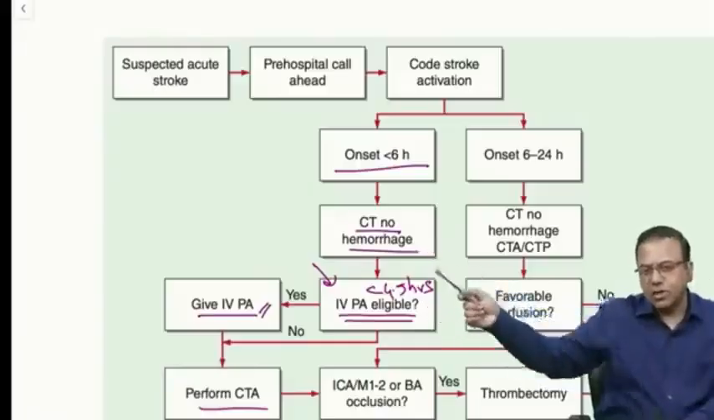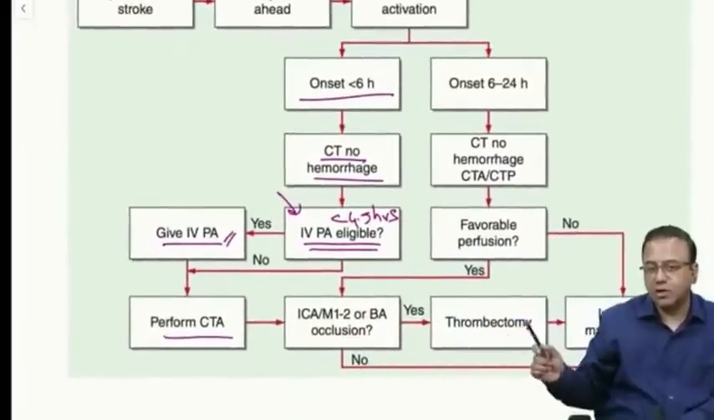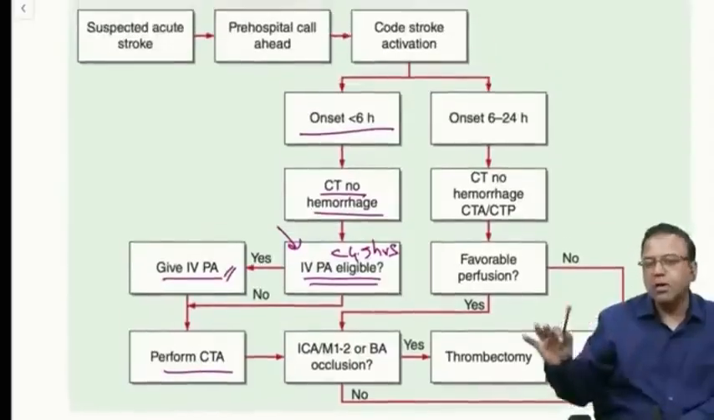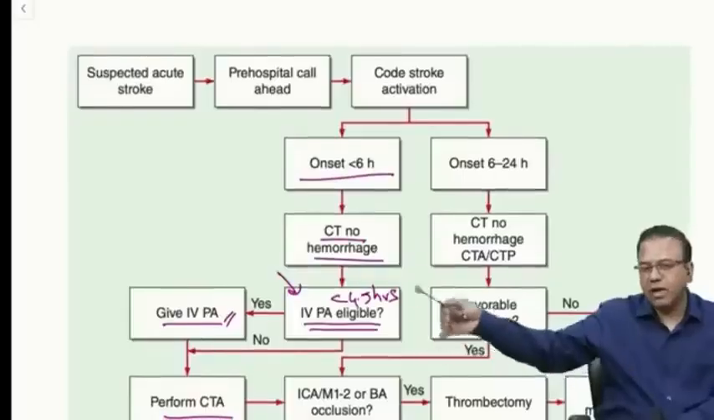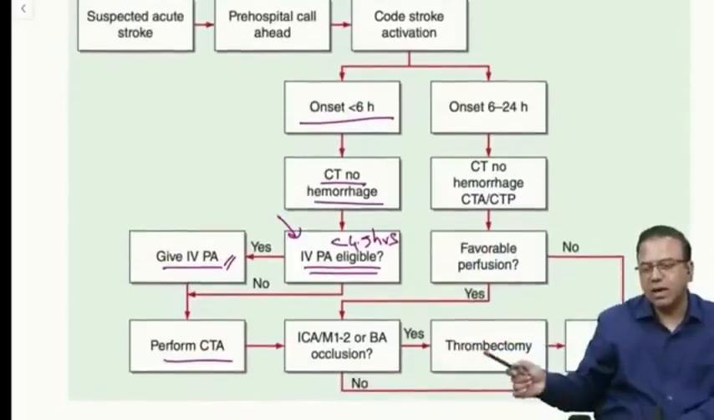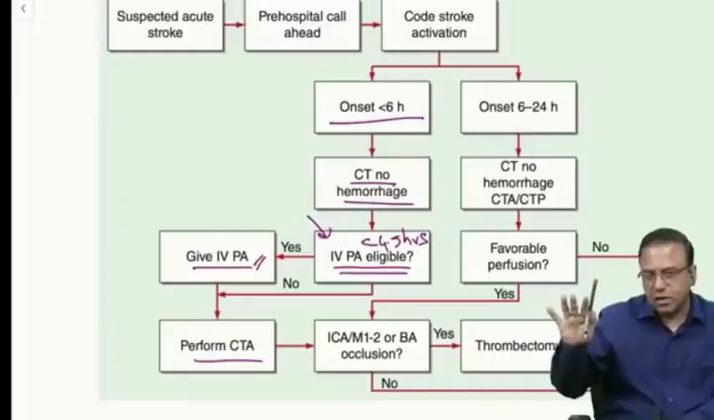Directly do CT angio, and if CT angio shows a large vessel, you can go for mechanical thrombectomy. That's what the tertiary institutes are arguing, that this risk of thrombolytic causing hemorrhage, we don't want to give. Directly we'll do CT angio; if a large vessel is there, mechanical thrombectomy; if not a large vessel, then we'll give thrombolytic. So that is the controversy.